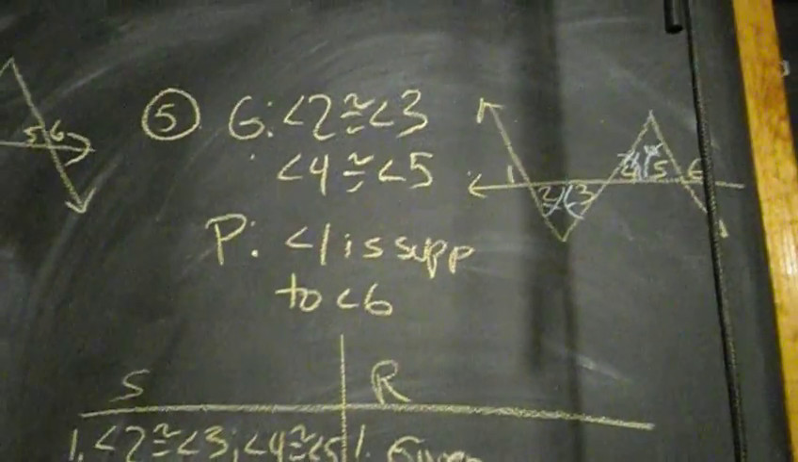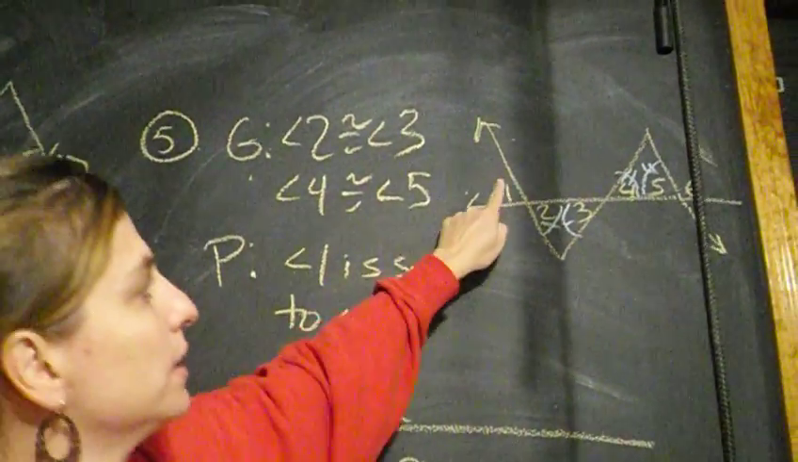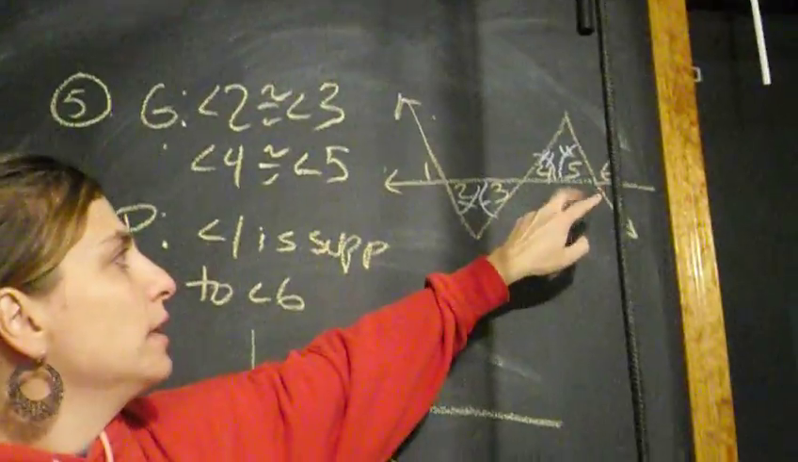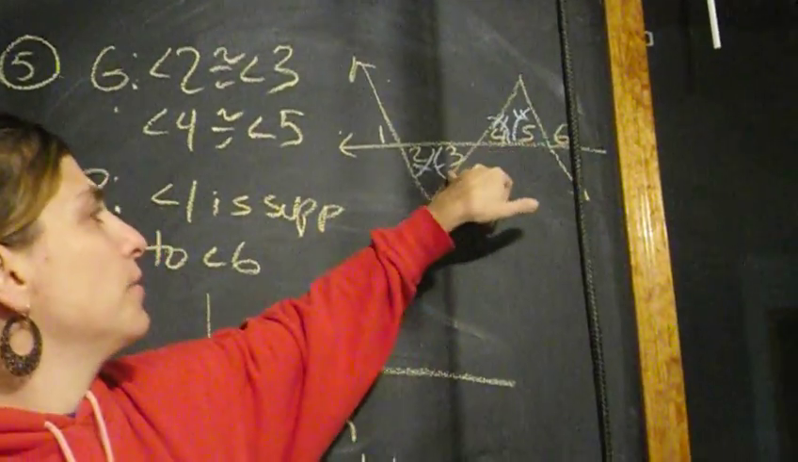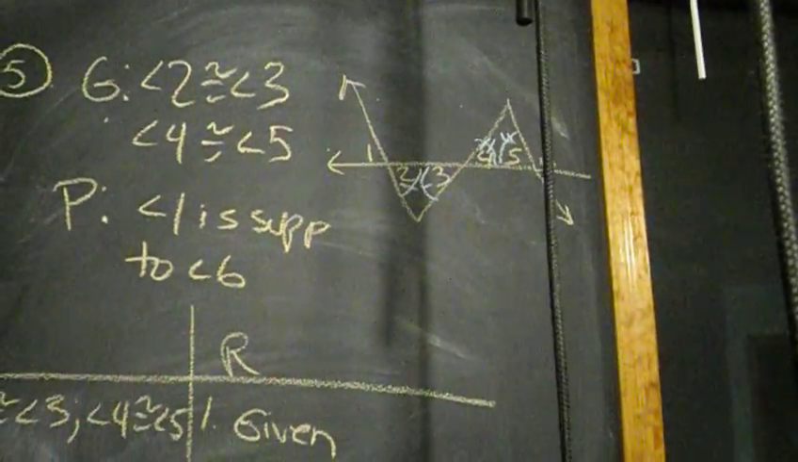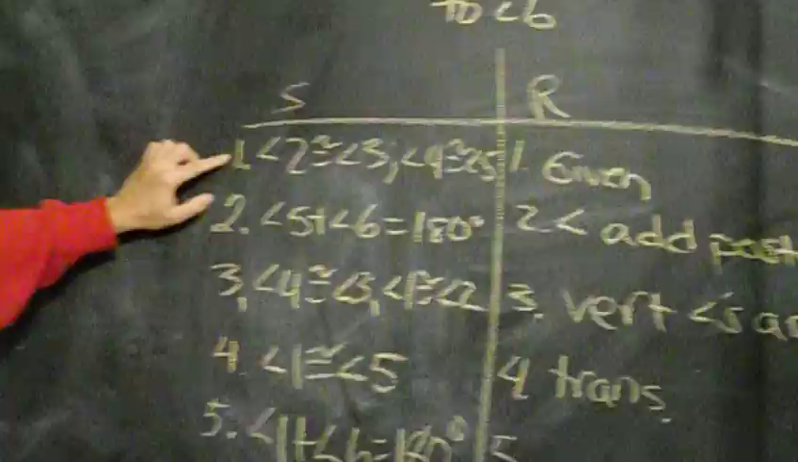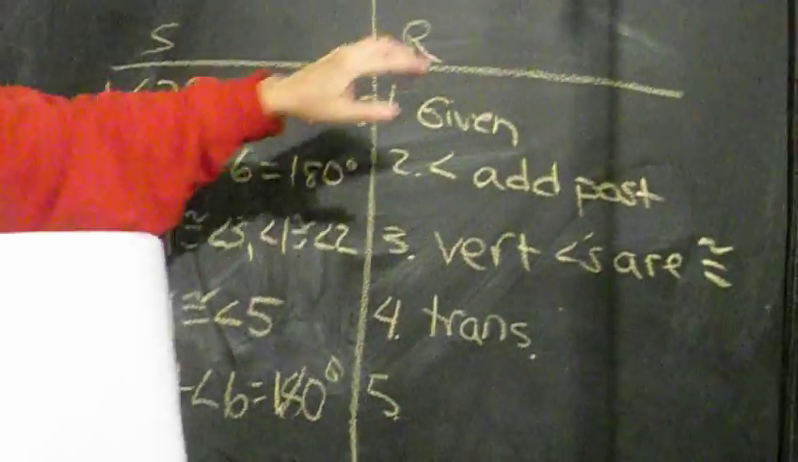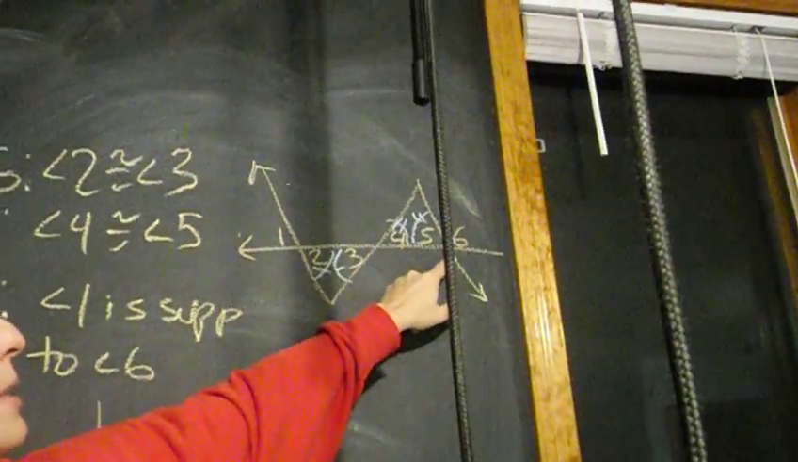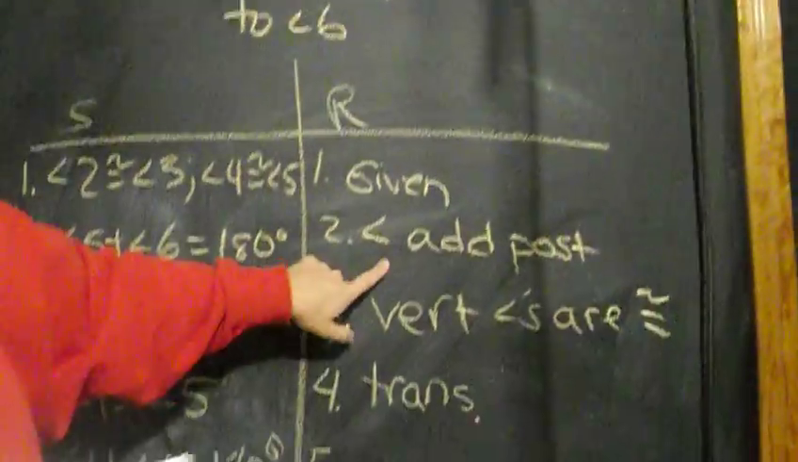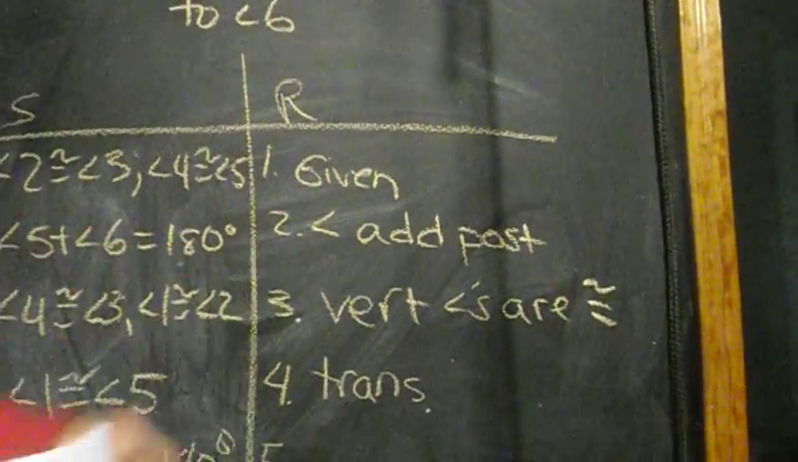One of the things you should notice right off the bat is that there are vertical angles here. These 2 are vertical. So you're going to have to use those in your proof. Number 1 is 2 equals 3, 4 equals 5, which is given. Number 2, I said 5 plus 6 equals 180, angle addition postulate.